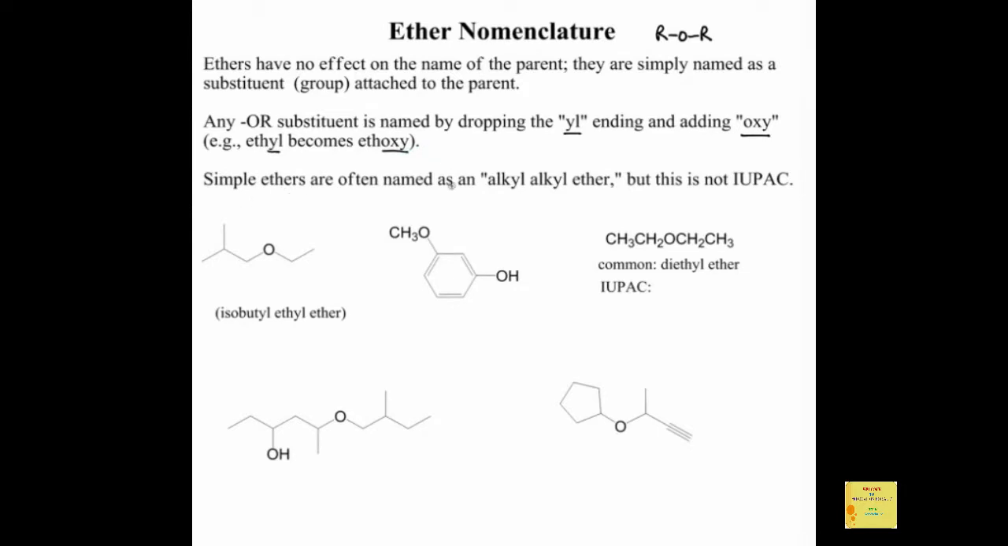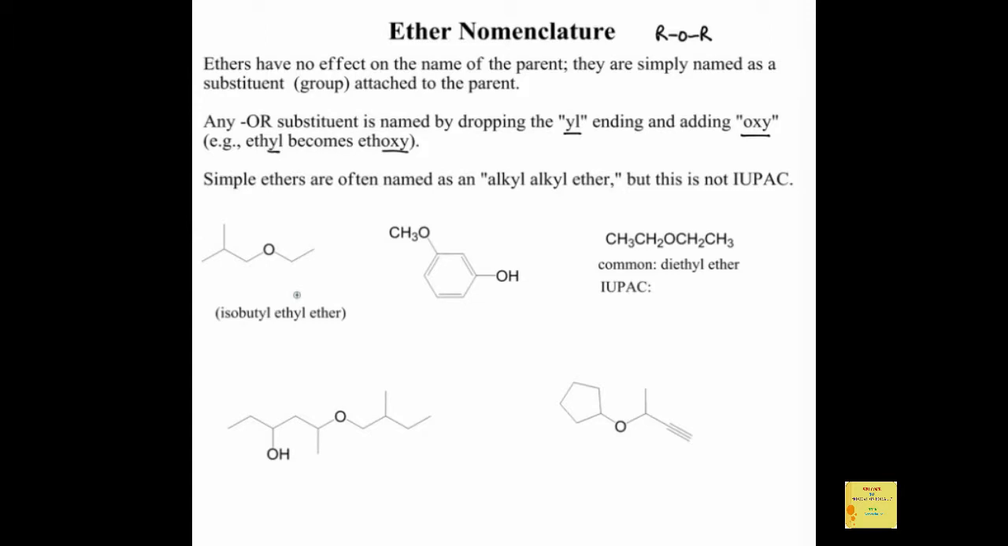If we have very simple ethers, sometimes we just use common names by listing the 2 alkyl groups on either side. So again, it's nice to be familiar with the common names, but that's not IUPAC. So for example, this could be named isobutyl ethyl ether as a common name because it has an isobutyl on one side, has an ethyl on the other side. So that is one name for this ether, but let's see how we would do it by IUPAC.